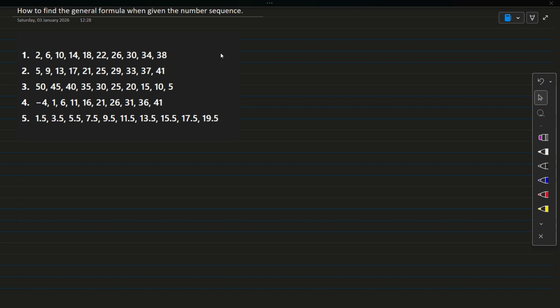In today's video, we're going to look at how to find the general equation when you're given the sequences for an arithmetic pattern. So first you need to know that Tn is equal to a plus (n minus 1)d. This is our general equation. You need to be able to solve for it and find your a and your d to be able to complete it.